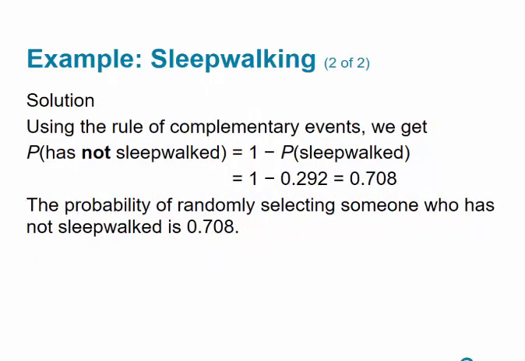And so we're going to use the rule for complementary events. So the probability of someone has not sleepwalked is equal to 1 minus the probability that someone sleepwalked, which is 1 minus 0.292, which is 0.708. So the probability of randomly selecting someone who has not sleepwalked is about 70.8%.